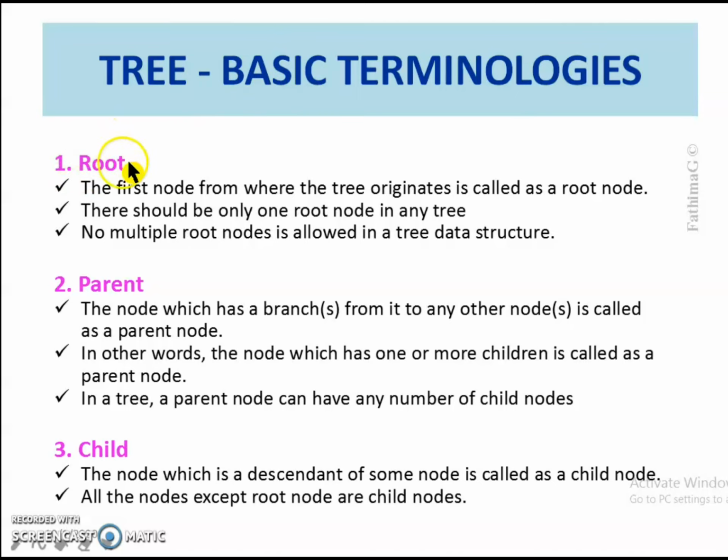First, let us see the term root. Root is nothing but the first node where the tree originates, to which further subtrees are attached. There should be only one root node in any tree. Next, the term parent. The node which has branches from it to any other node is called as the parent node. In a tree, a parent node can have any number of branches called the child nodes. The next term, child. The node which is descendant of some node is called as a child node. All nodes except the root node are child nodes.